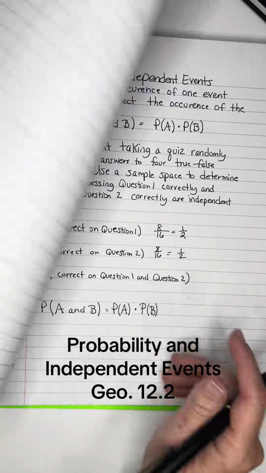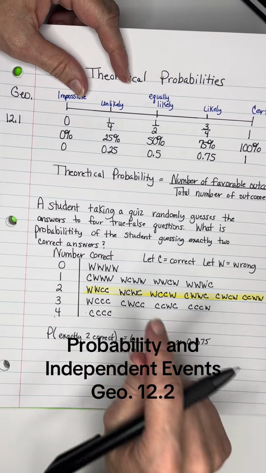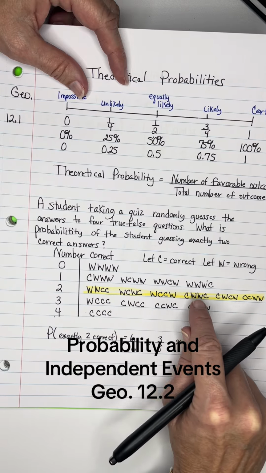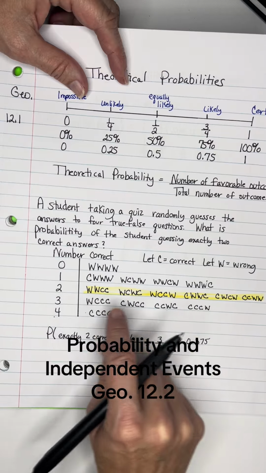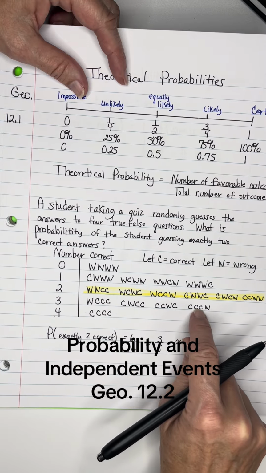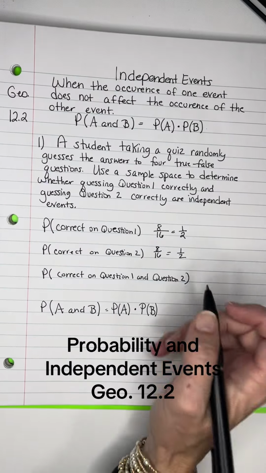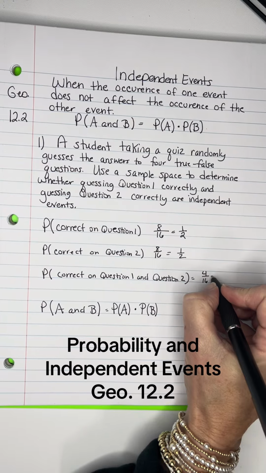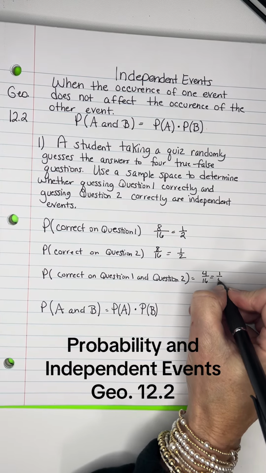Now let's look at correct on question 1 and question 2. So I'm looking for CC. So no. Here we go. There's 1, 2, 3, and 4. There are 4 out of 16 here. And if I reduce that, I get 1/4.